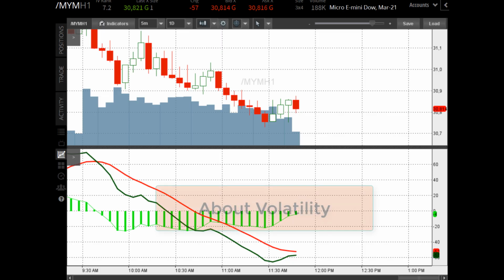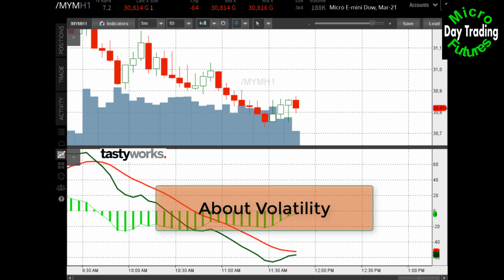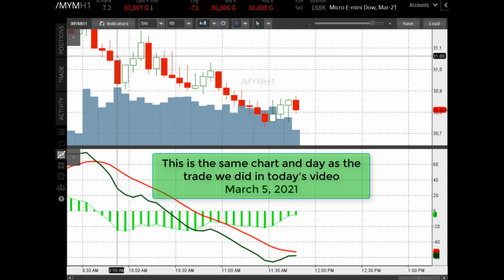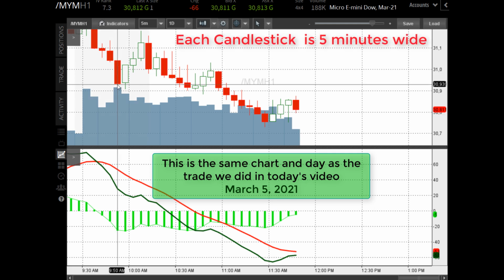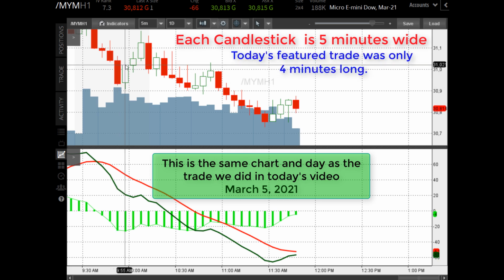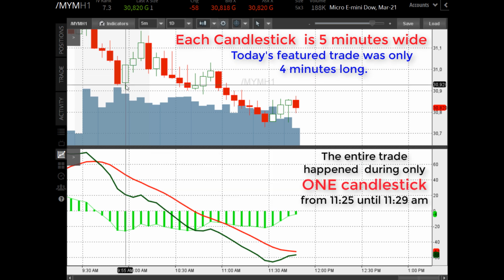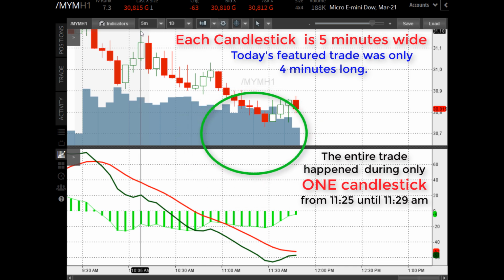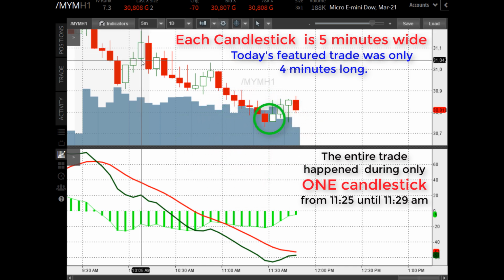Okay, now let's talk about volatility and how to gauge volatility in the market when you're about to get ready for a trade, which is probably all the time, I guess. This is the same chart we used in today's video. Each candlestick in my setup, standard across the channel here, is 5 minutes wide, or 5-minute time intervals. That means this 4-minute trade we did today all happened inside of just one candlestick from 11:25 to 11:29 on this particular morning, and the candlestick was that one right there.